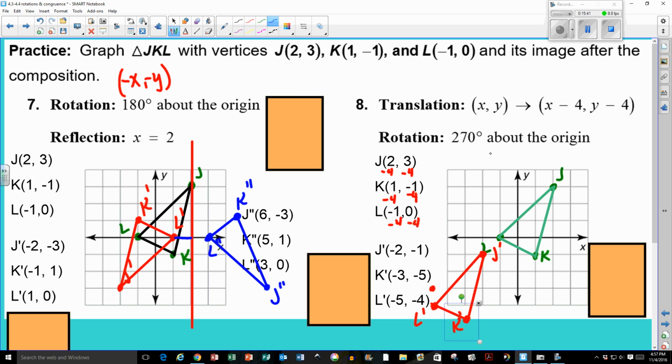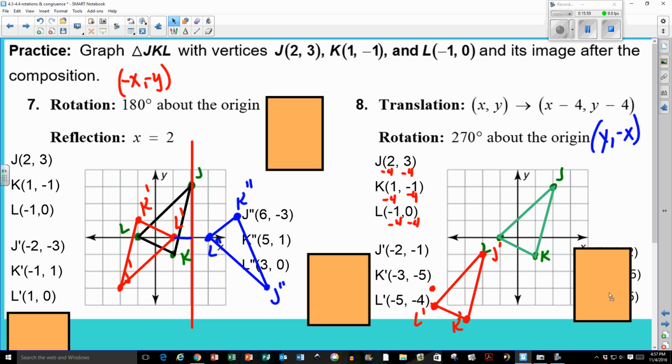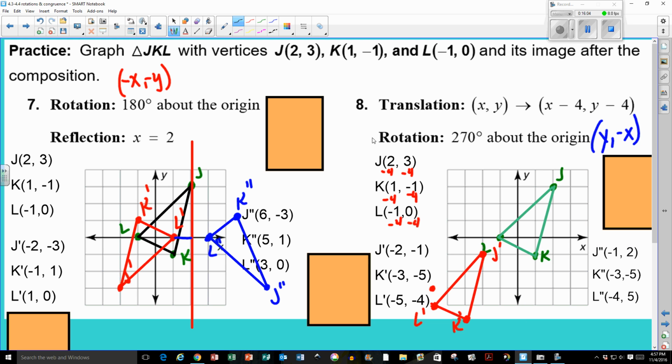So 270 about the origin just means that we are going to switch the order and X will change. So flip them around. So this will become -1, 2, -5, 3, -4, 5. Let's slide that up here. All right, so -1, 2. So there's J double prime.